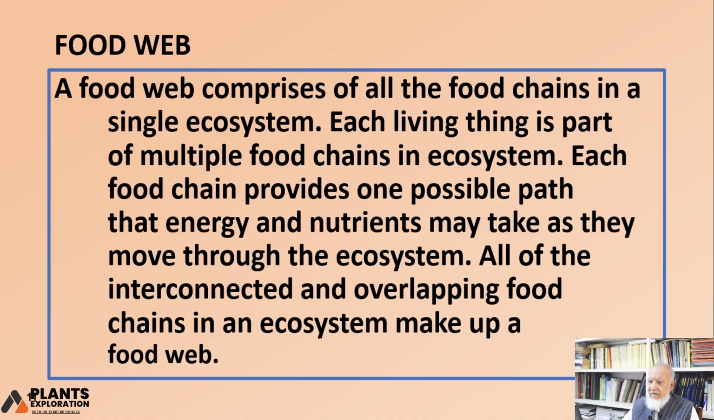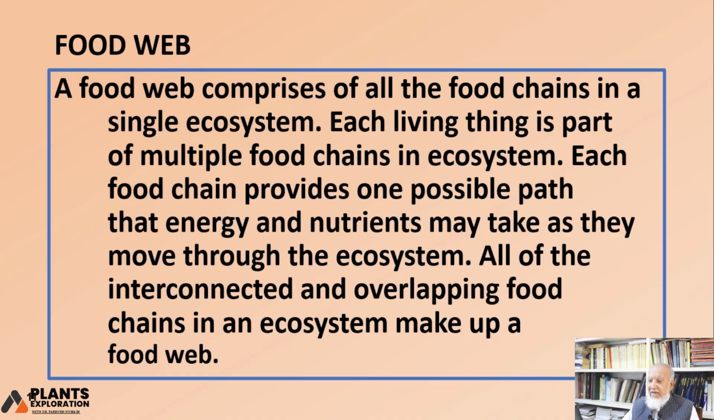Grassland, water, mountain, river, even polluted areas, all of them have their own food webs. Each living thing is a part of multiple food chains in an ecosystem. Each food chain provides one possible path that energy and nutrients may take as they move through the ecosystem. Each food chain is one possible path, one possible source, one possible position for an organism to get the fruit and transfer the energy.